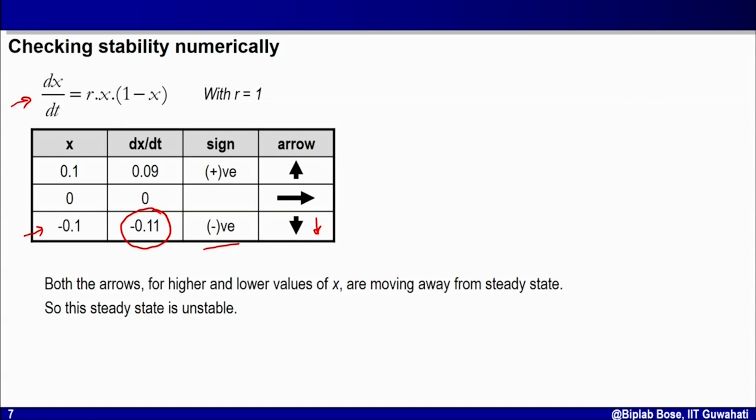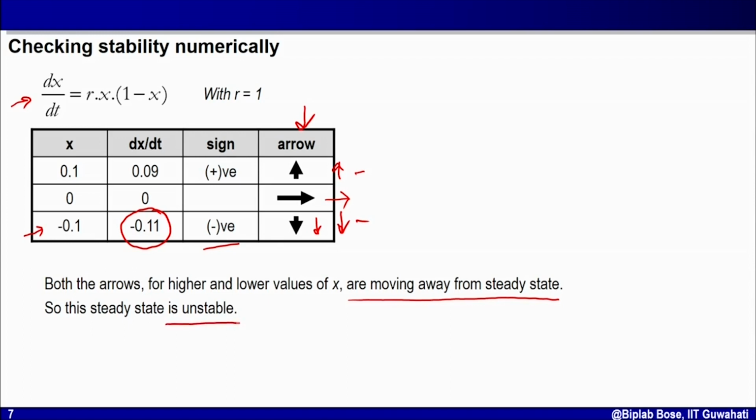So now once you have made this table, focus on this column of arrows. This is your steady state arrow. And you have 2 arrows, one is pointing down, one is pointing up. That means with time, if you disturb x, then with time, x will move away from 0. So as both these arrows are moving away from steady state, this steady state is unstable.